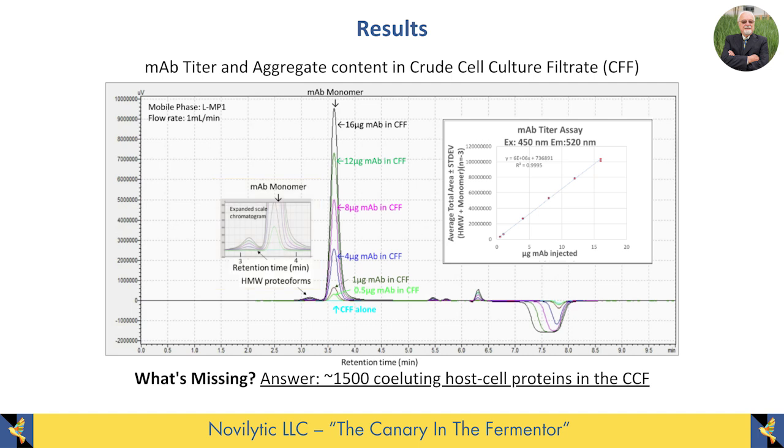So what's missing? What don't you see? Well, that sample we put in the column actually has between 1,000 and 2,000 other proteins in it, but you don't see any of them. And you don't see any of them because of the coating. The coating agent only goes on monoclonal antibodies. The coating agent does not go on the other 1,000 to 2,000 proteins, so you don't see them. And that's why there's nothing else on the chromatogram.